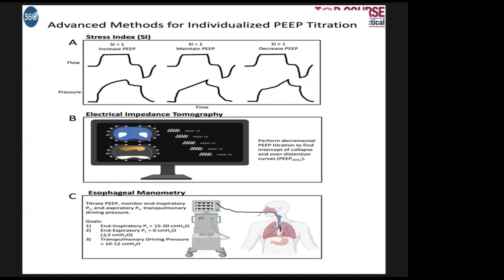Number one is the stress index, which can be detected from the pressure time curve or the flow time curve, where when measuring the stress index, the flow must be constant. As when the flow is constant, the volume and the time become linear analogs. So the flow must be constant so that the deformations of the pressure curve reflect the alterations in the elastic properties of the lung rather than demonstrating the changes in the flow. So whenever the stress index is more than 1, achieve a reduction in the PEEP. Then comes electrical impedance tomography, which we'll see in the next slide, and esophageal manometry, some of the methods which can be used to titrate PEEP.